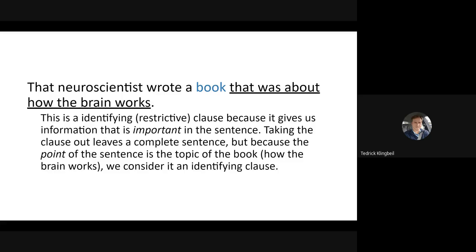Because look, this neuroscientist could have written a cookbook. He could have written a math book. He could have written a chemistry book. So it is good to explain what you mean by book in this sentence. It's about how the brain works. So that's why we use a clause here.